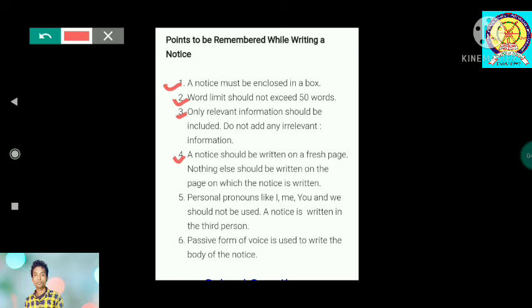Lastly, the passive form of voice is used to write the body of the notice. While writing the body of the notice, the passive voice should be used. So what is the body of the notice? We'll check it out while we have a glance at a notice.